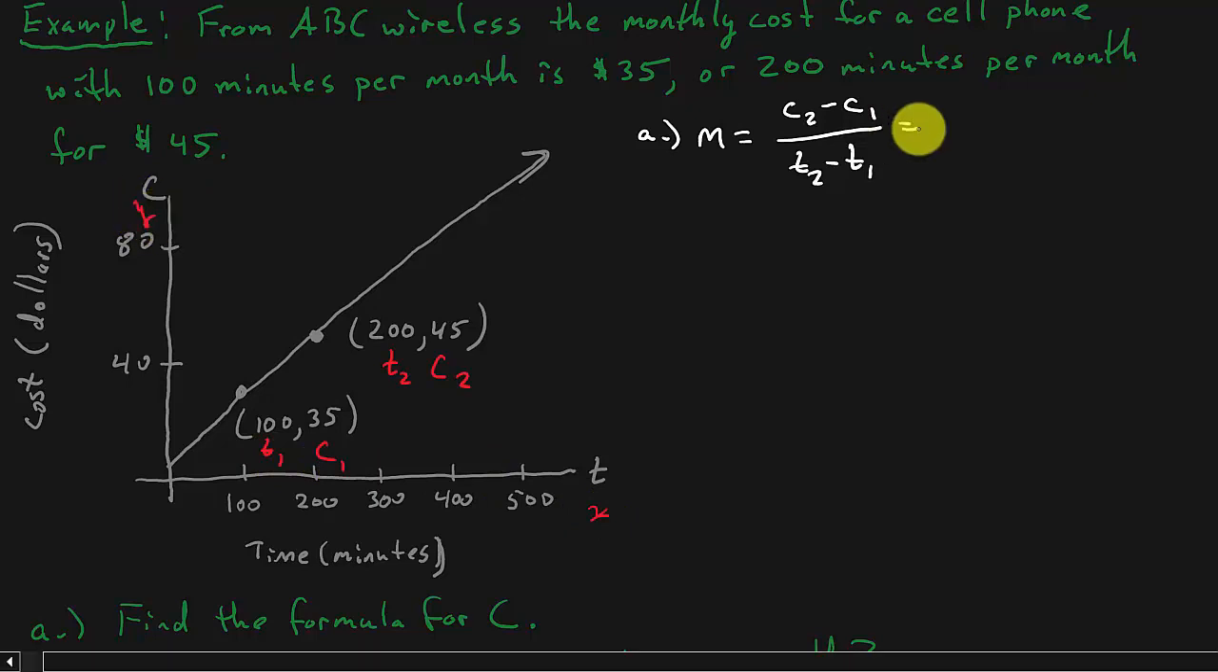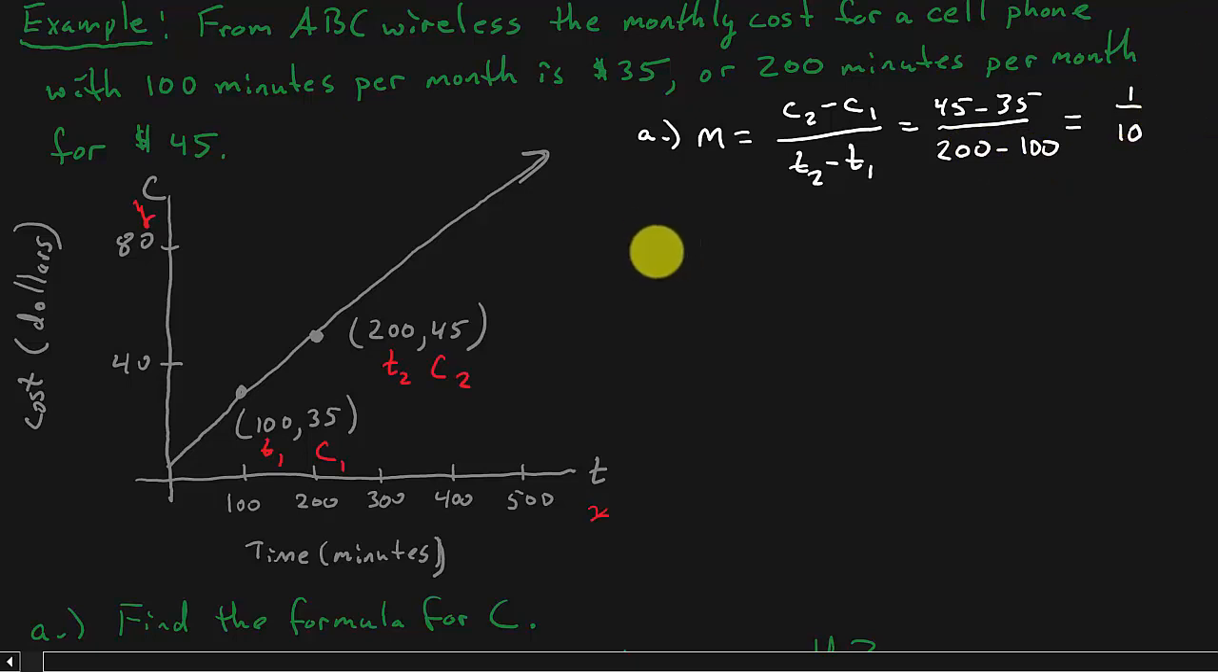All right. And so that is going to be, let's see, C2, that is 45 minus 35 over 200 minus 100. And I'm going to just go ahead and write down what this is. This is 1/10. Okay. You can do that in your head. I just wrote down the 1/10 because I've run out of room.